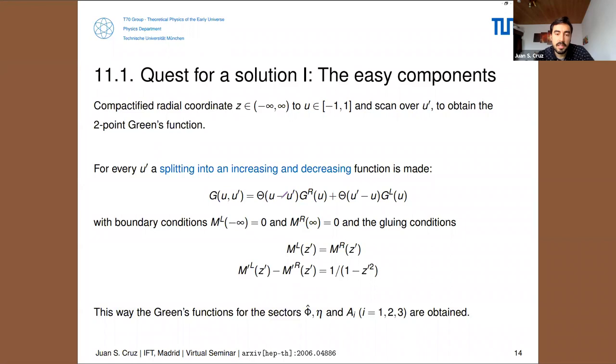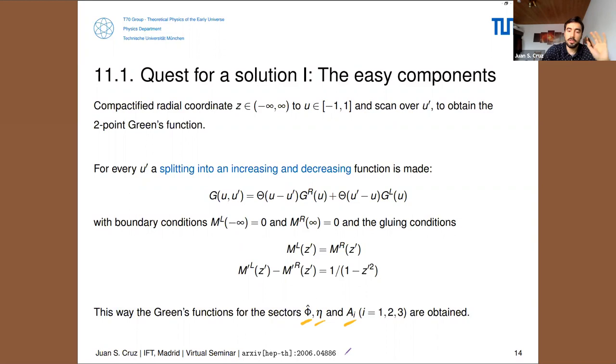So our job is to find the functions on the right and the functions on the left. So we do that by solving the corresponding differential equation and gluing them properly. So we demand continuity and the appropriate jump in the derivative. And this will provide you with the solutions to the diagonal components. So at this point, if you do this procedure, you will find the Green's functions for this expanded theory, for the scalar, the ghost, and the A1, 2, and 3 directions. So let's say all components are done, dealt with.